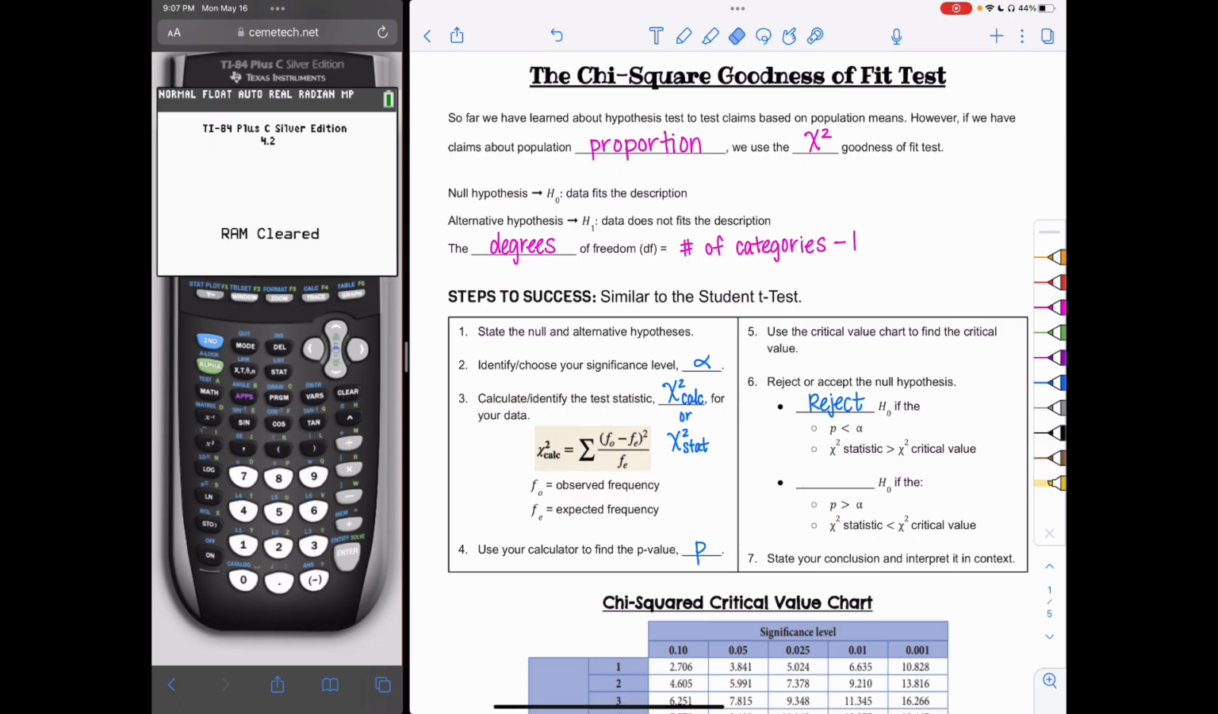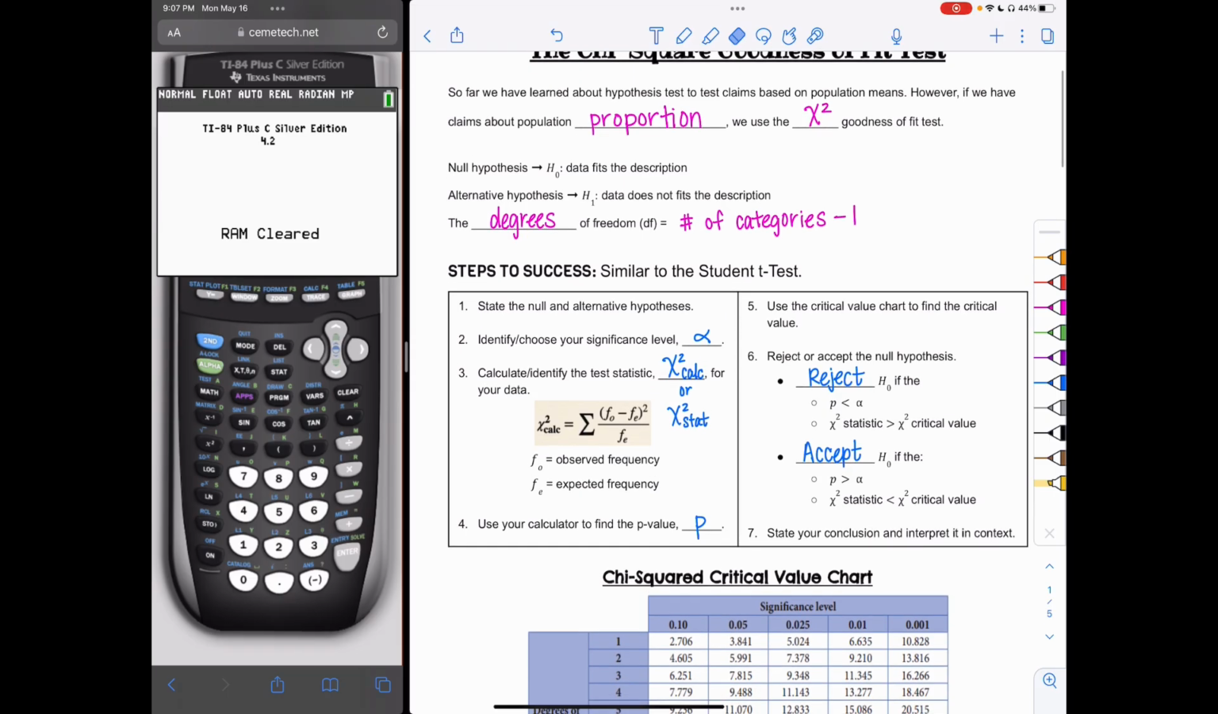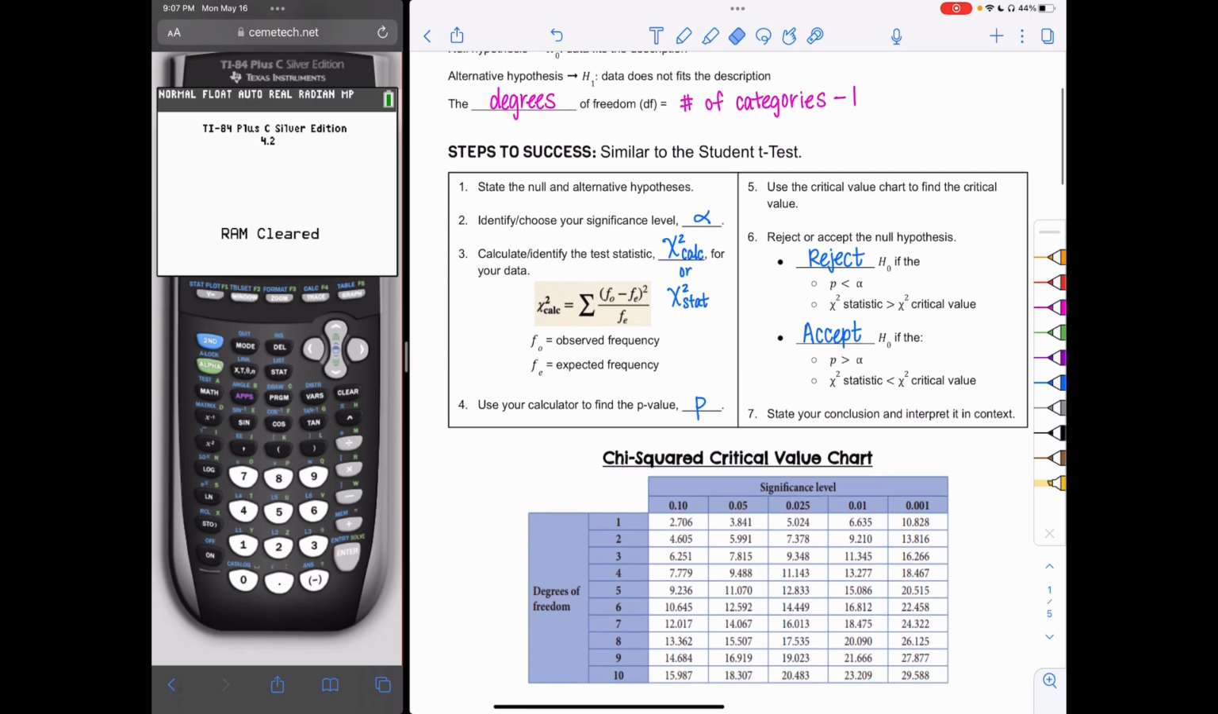Okay? Next, the opposite of rejecting the null hypothesis is to accept the null hypothesis. So we are going to accept the null hypothesis anytime the p-value is greater than the significance level, or the test statistic is less than the critical value. So that is when we are going to accept it. So last but not least, once we decide whether we are going to reject or accept it, we are then going to state the conclusion and interpret it in the context of the situation.